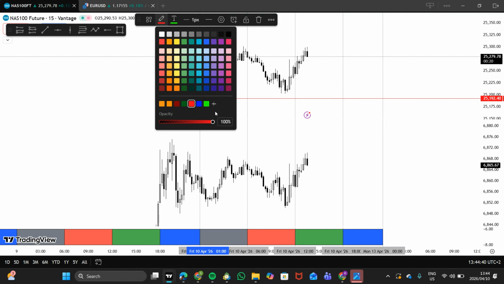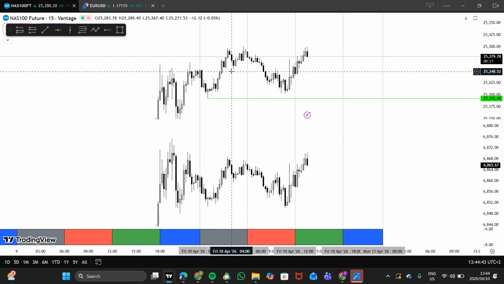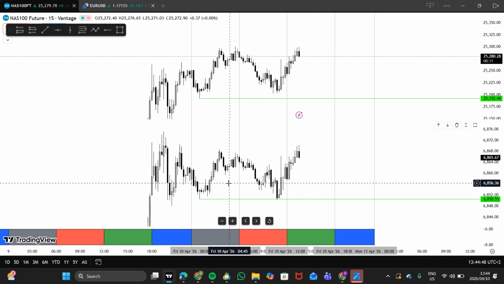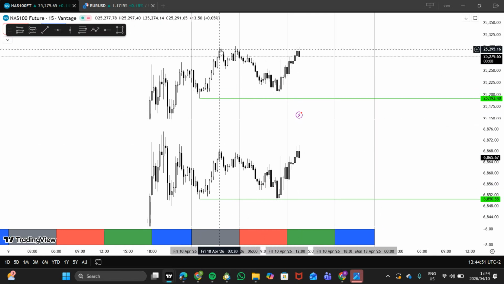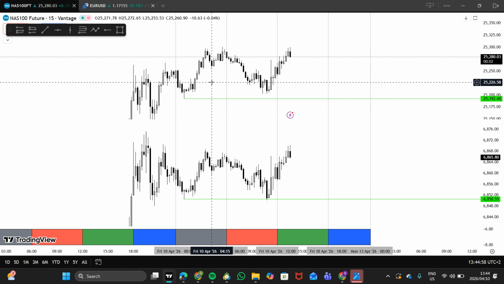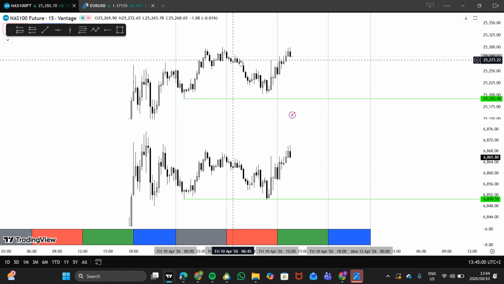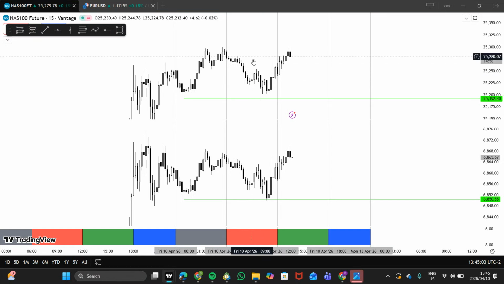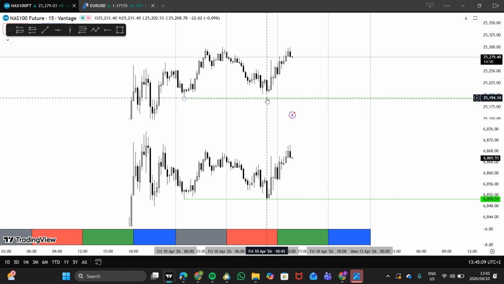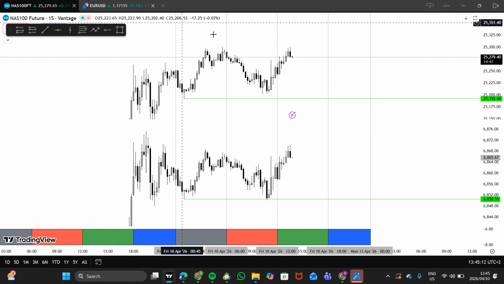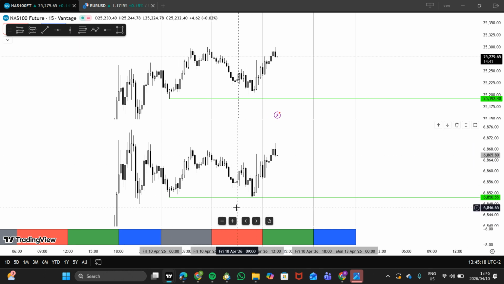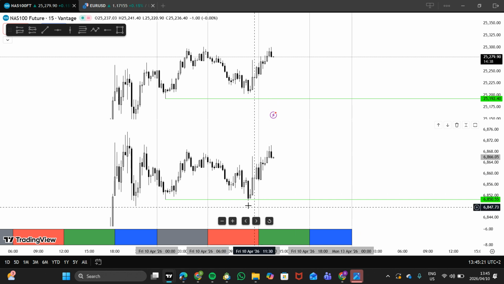Let me just use a different color. Let me just use green. This was the lowest low of Asia, so I went ahead and marked out this low. Entering the second quarter, which is London session, we failed to take out this low. Nasdaq failed to take out this Asia low, but on S&P 500 we took out this low.